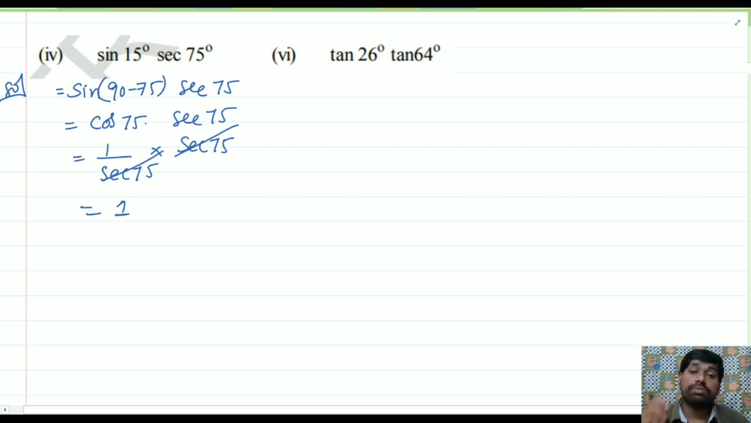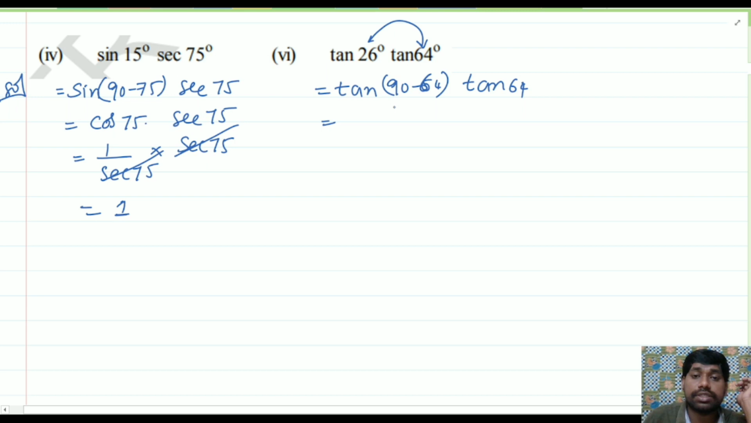We will go with one more question here, that is similar. Tan 26 can be written as 90 minus 64. You may ask why I am writing this: because these two angles sum to 90, they are complements, so one of the trigonometric ratios has to be changed. Tan 90 minus theta is cot, so it is cot 64 into tan 64.